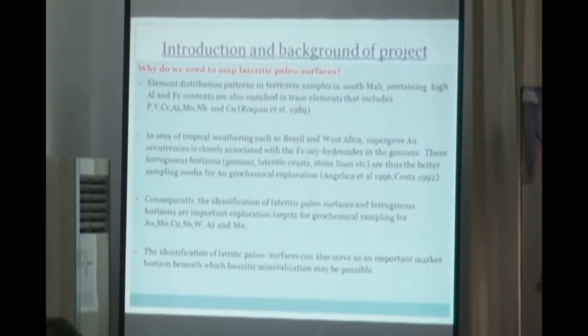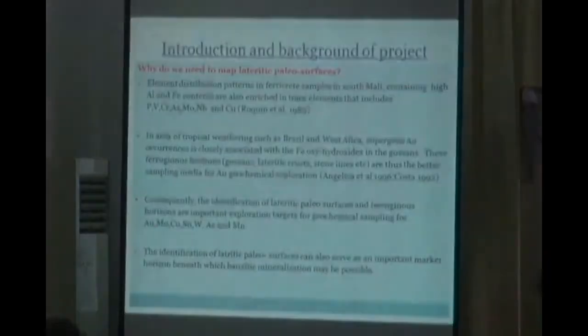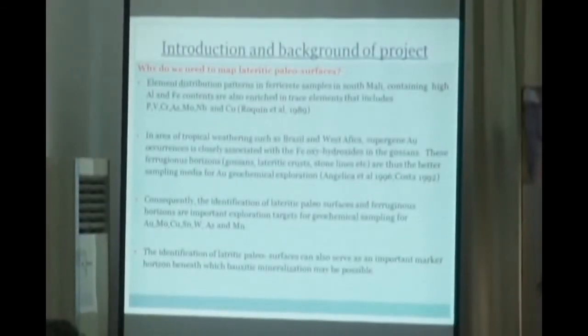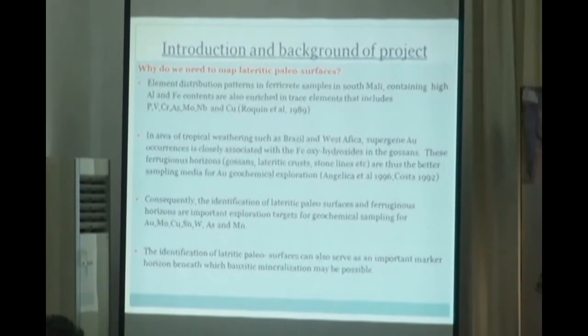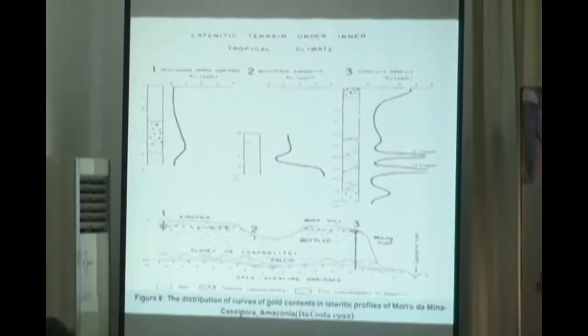Now, why do we need to map these paleo-surfaces? The paleo-surfaces can be a target for several elements, including aluminum, iron, molybdenum, manganese, and so forth. And these elements are actually supergene enrichment, and they can be very good for discovery of gold. So we want to be able to identify these layers so as to identify them as prospecting targets. This is the gold content distribution in the profile.